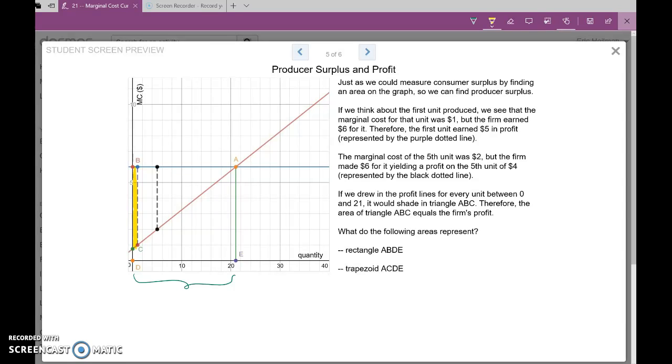So on our first unit that we sold, we were able to sell it for much more than it cost us to make. So this area in yellow might be the surplus that we made, or the profit we made on our first unit. Then when we sold our second unit, we were still able to sell it for way more than it cost us to produce, so we captured a profit of about that much on the second unit, and so on and so forth.